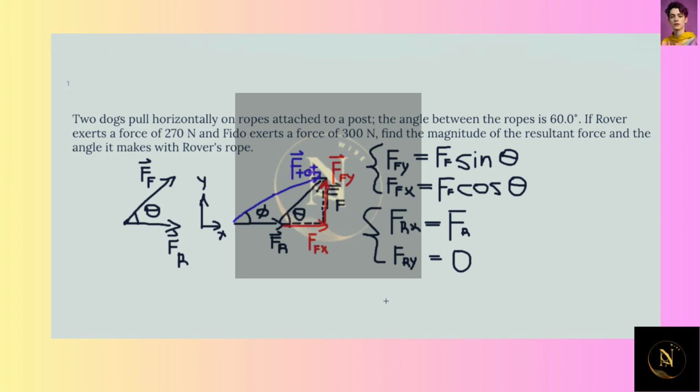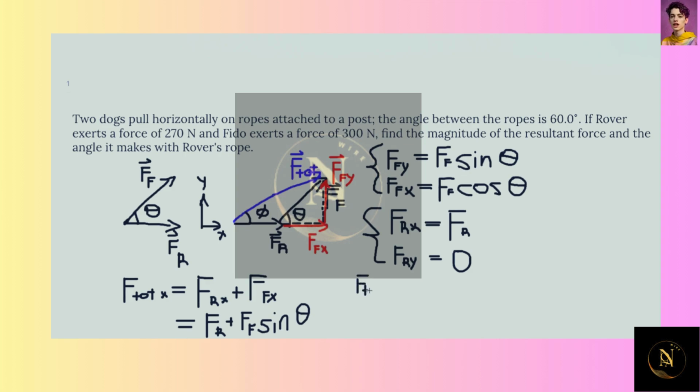So now that we've decomposed those two vectors into their component parts, we can now go ahead and add them together to find the total vector's individual x and y component parts. So the total vector in the x direction is going to be the sum of the x directions of the two constituent vectors. So that's FRx and FFx. So we can go ahead and substitute those in there. So that was, again, the entire Rover force added to the cosine component of Fido's force. And then over here, we'll do F total for the y direction.